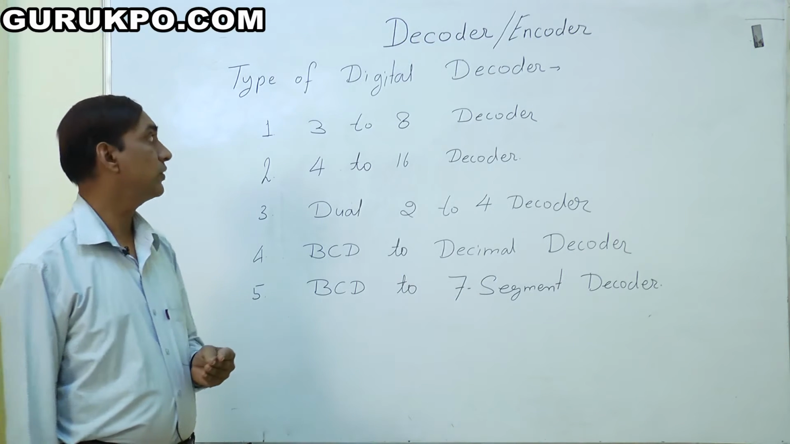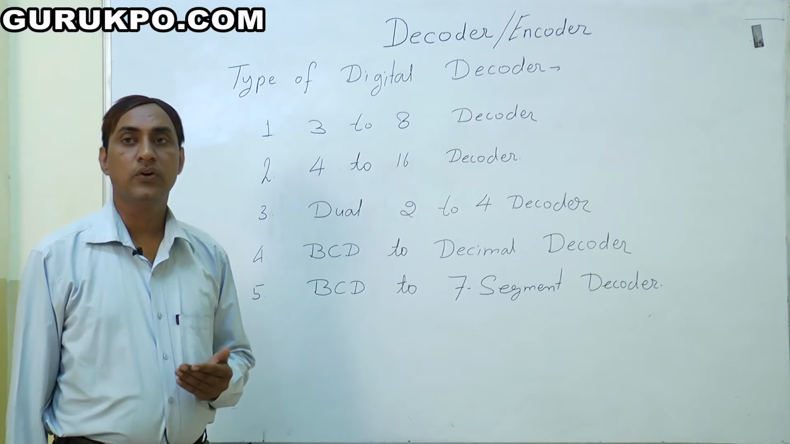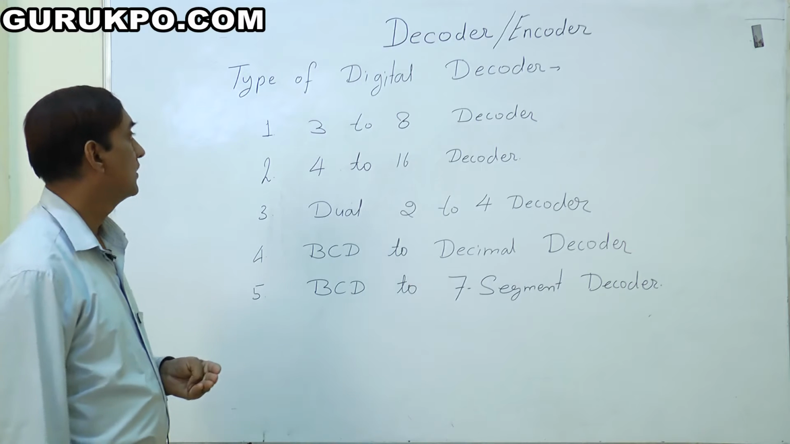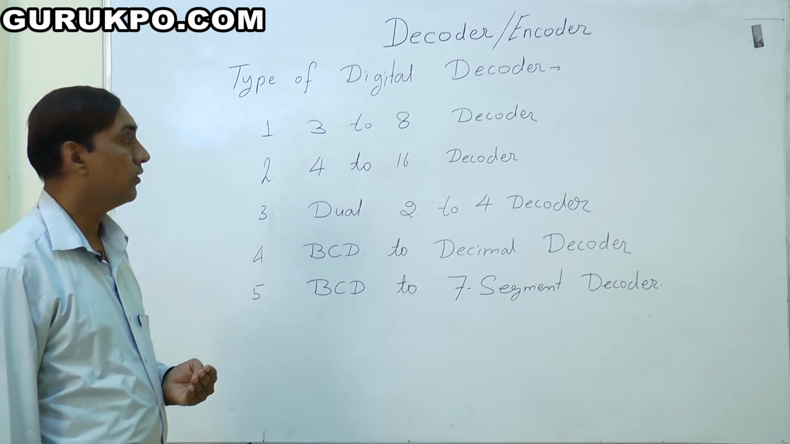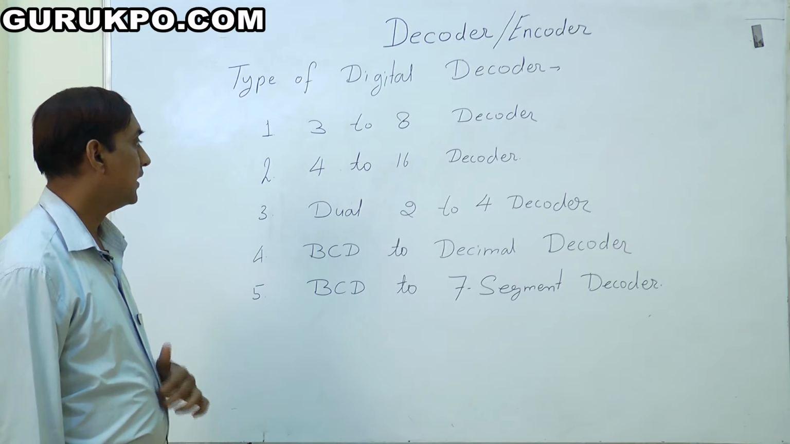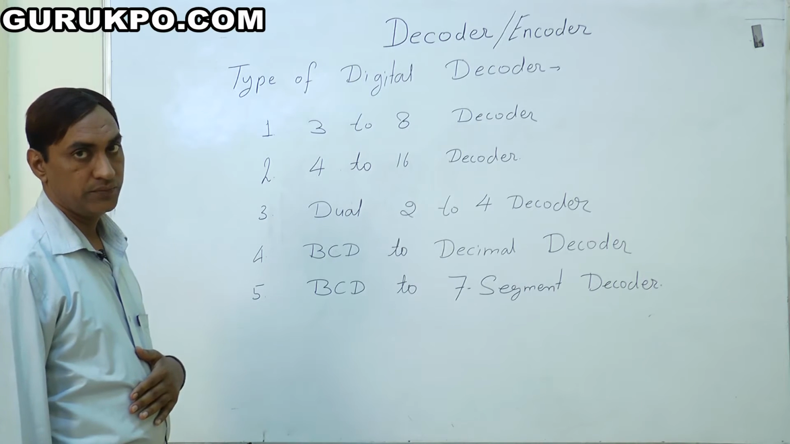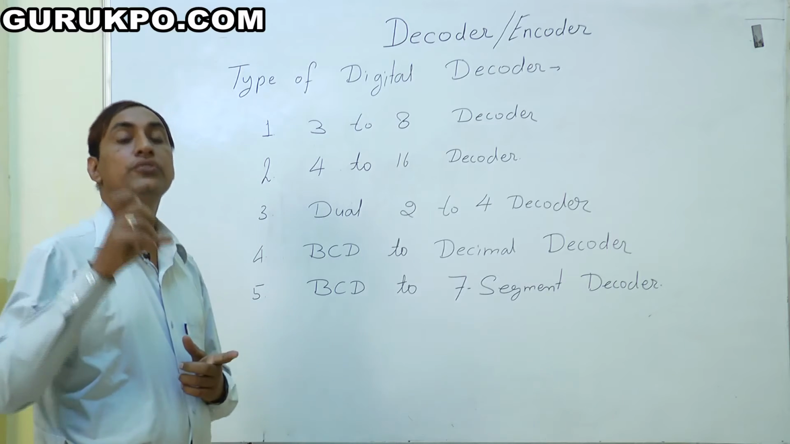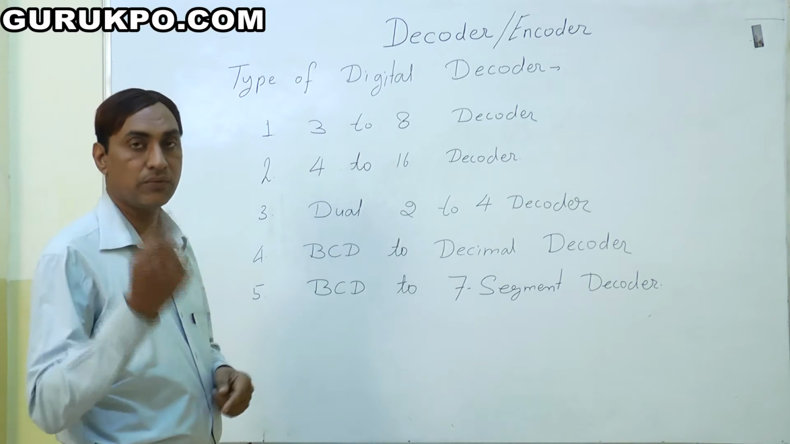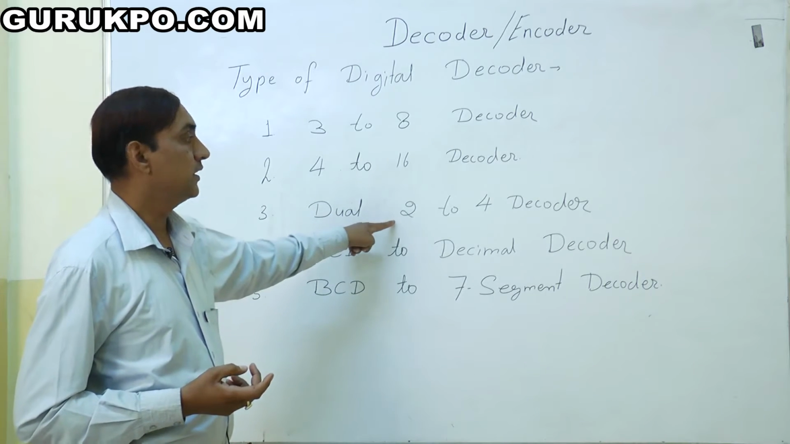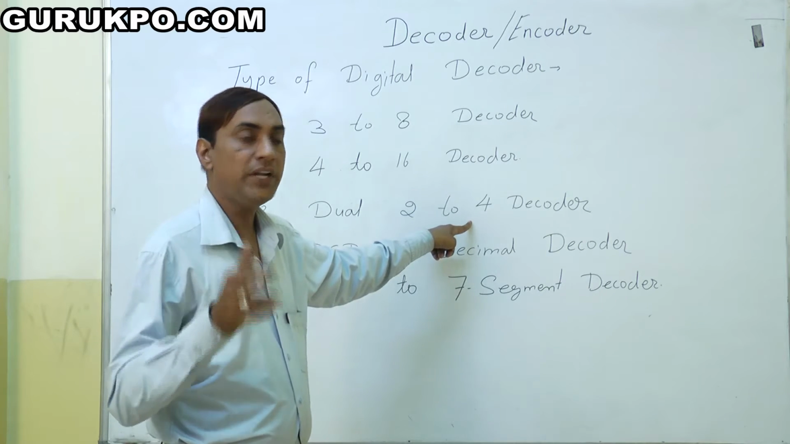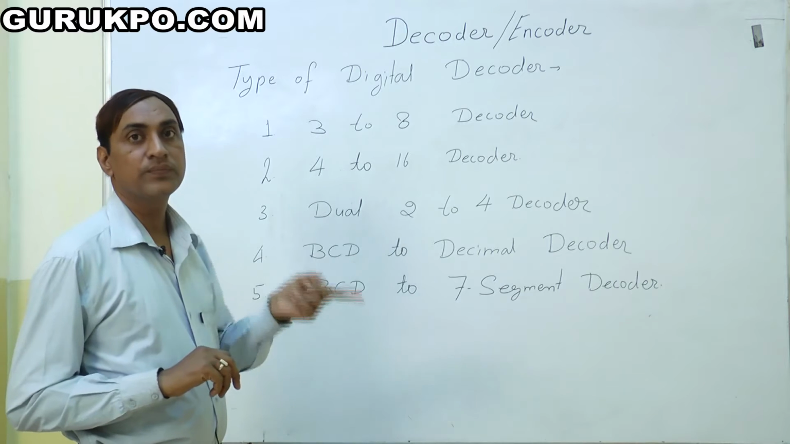Now we go for the types of digital decoder. There are a number of types of digital decoders available in the market, but as examples, there is the 3 to 8 decoder. This is the basic or first type of decoder. Number 2 is the 4 to 16 decoder. Number 3 is the dual 2 to 4 decoder. It means 2 to 4 is one decoder, but we have the dual form. So the data lines are 2 and 2, which means 4 data lines, and the outputs are 4 and 4, which means 8 output lines. That's why we say 4 to 8 decoder.